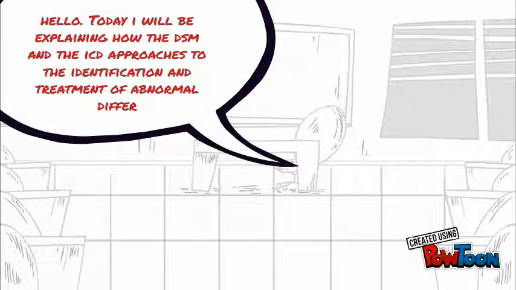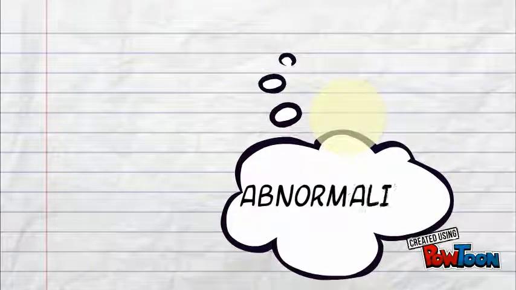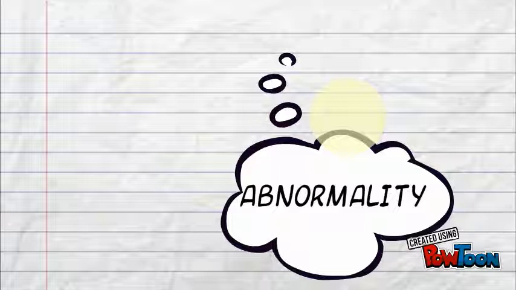Hello, today I will be explaining how the DSM and the ICD approaches to the identification and treatment of abnormal behaviour differ. Abnormality is a division of psychology that studies people who are abnormal or atypical compared to the members of a given society. The concept of abnormality is imprecise and difficult to define. A few abnormal disorders are schizophrenia, multiple personality disorder, and bipolar.